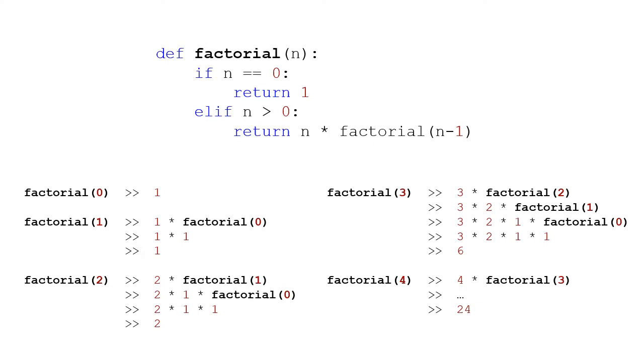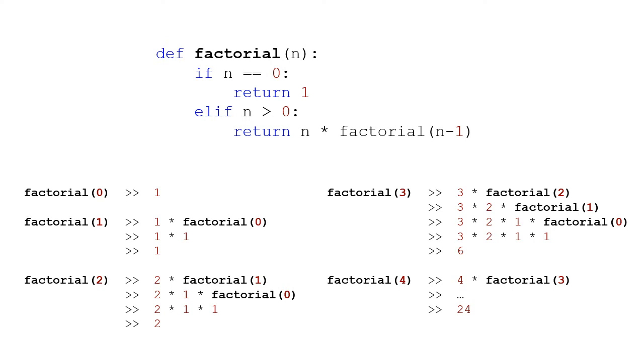So, how will I write it in Python? First, I will define a function called factorial. It takes one argument, n. If n is equal to 0, this function returns 1. Else, if n is larger than 0, this function returns n times factorial of n minus 1, which is this function itself. So how does it work?